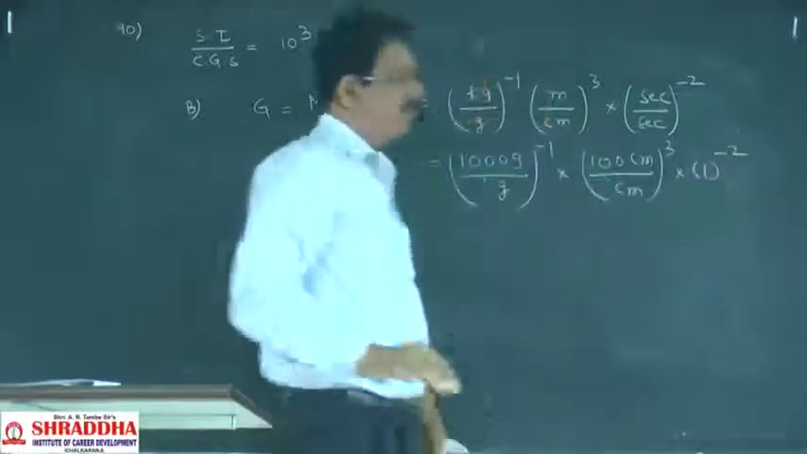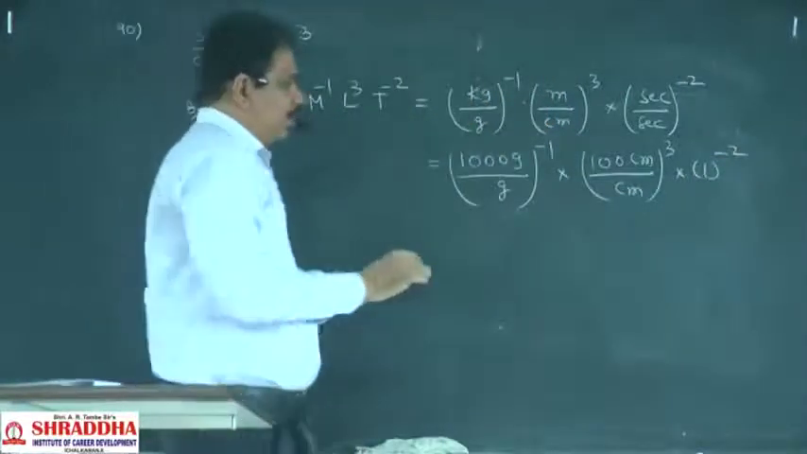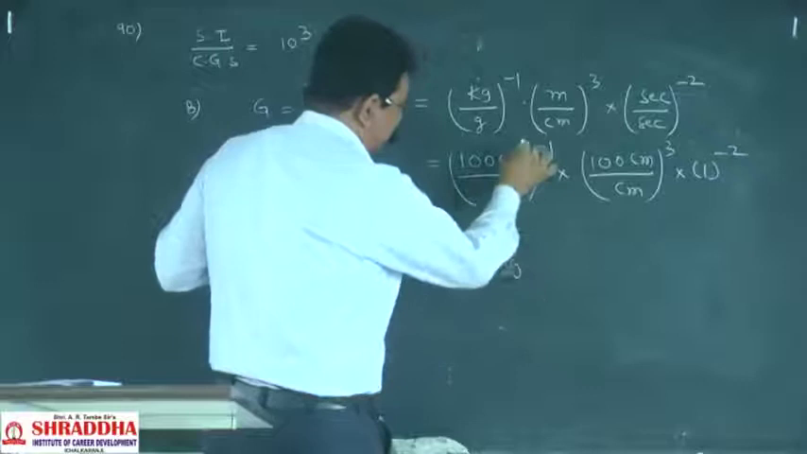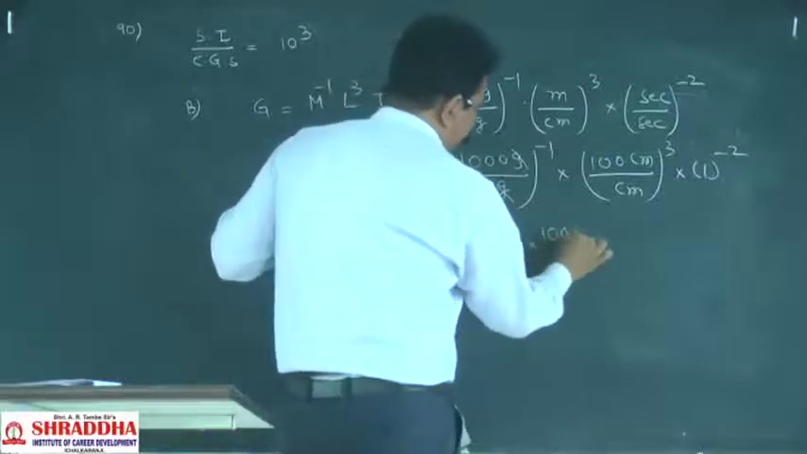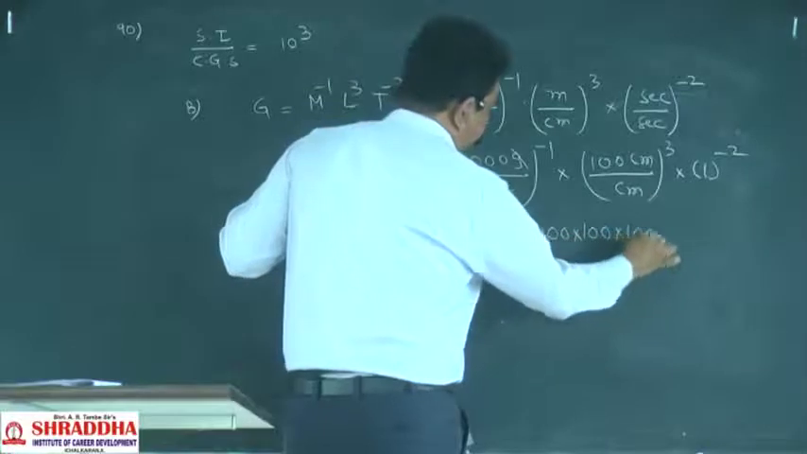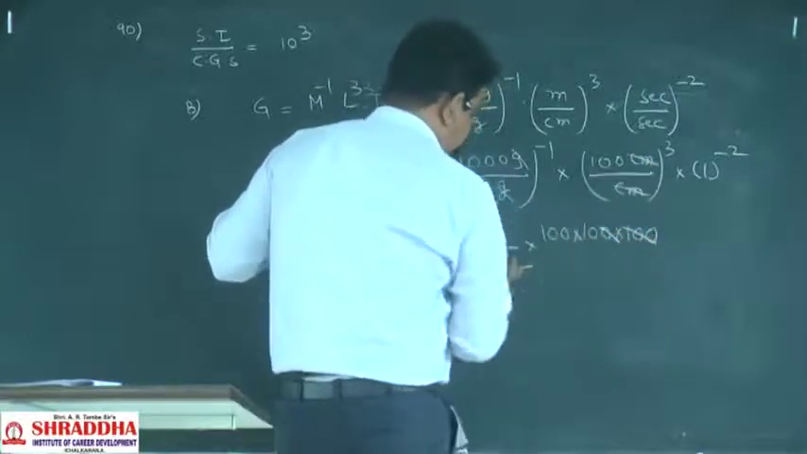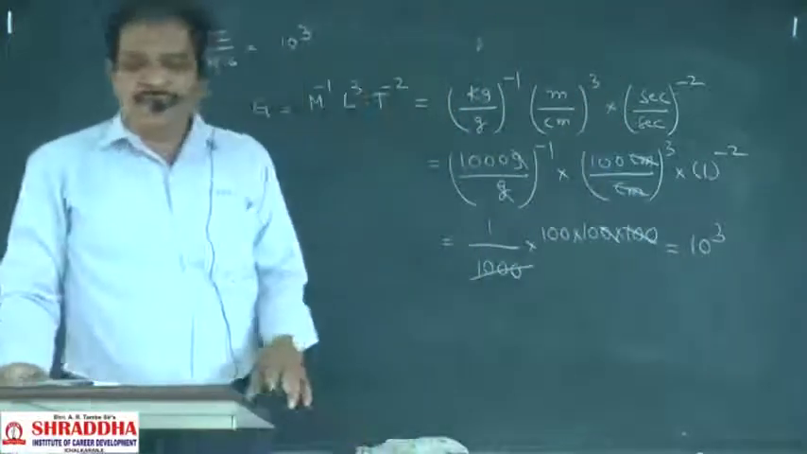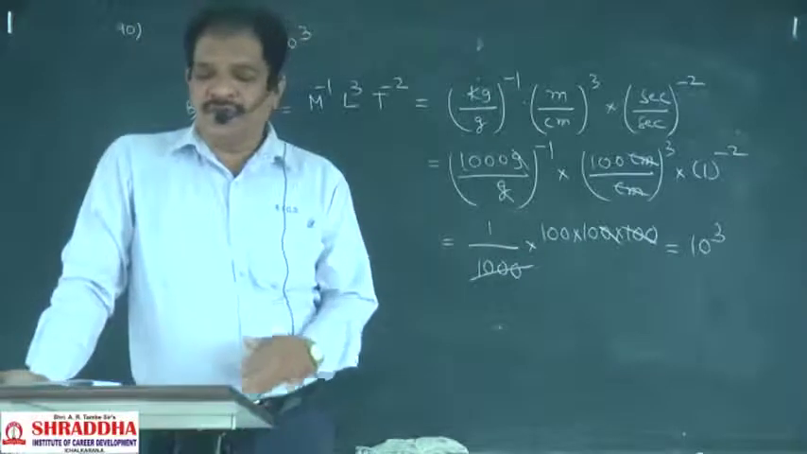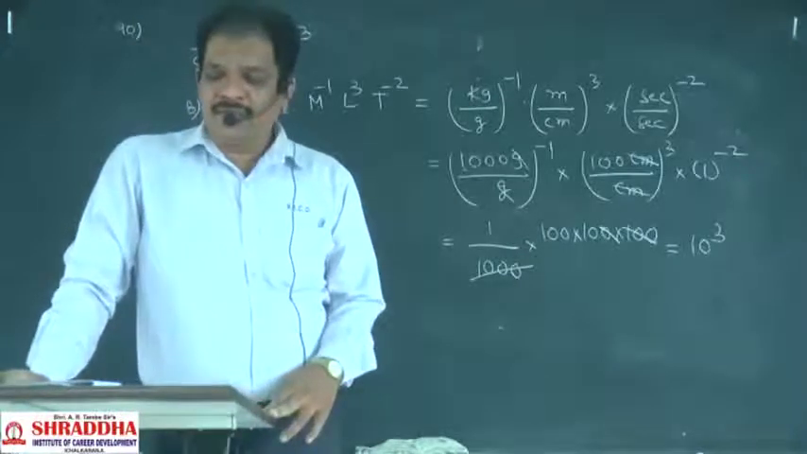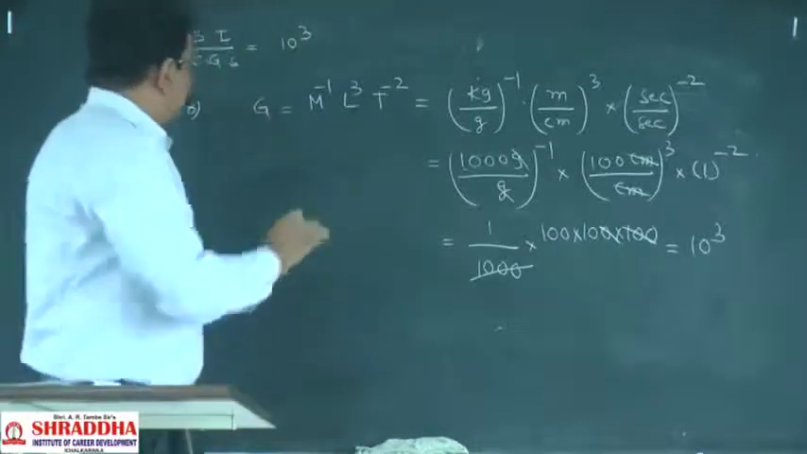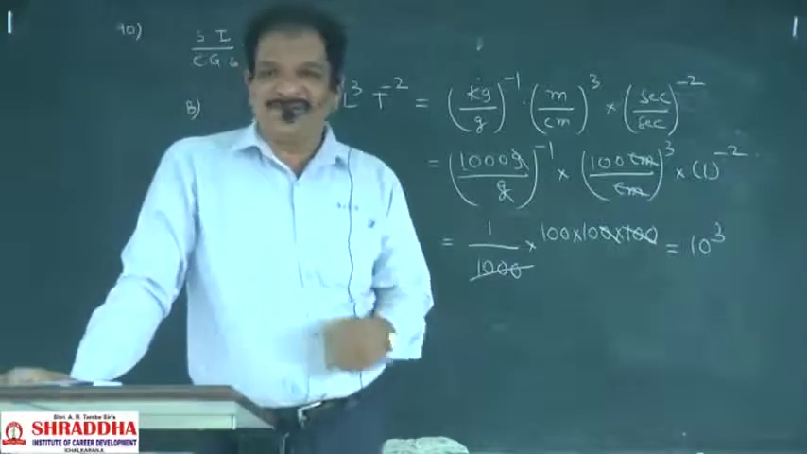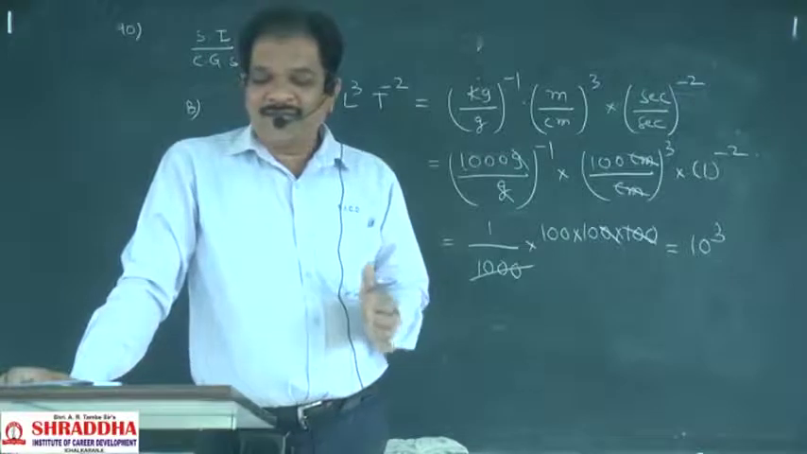This is 1 power minus 2. Gram will cancel. Na? This is 1 by 1000. 1000 power minus 1 into 100 into 100 into 100. This will cancel, then it becomes 10 cube. So SI and CGS units ratio is 10 cube. What is that quantity? Gravitational constant. If you have energy, check the remaining two also. You won't get 10 cube.